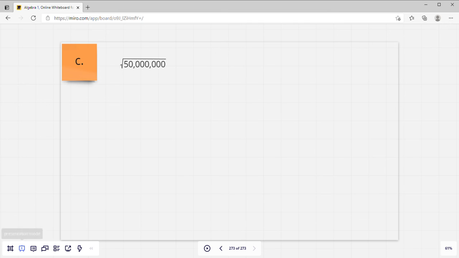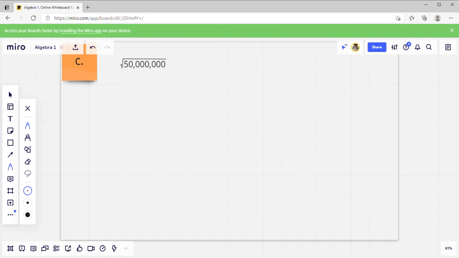Alright, for this one, first we're going to count our zeros. 1, 2, 3, 4, 5, 6, and 7. So we're just going to use these. So we're going to say square root of 50 times, and we're going to have 6 zeros. 1, 2, 3, 4, 5, 6. Then when we pull that out of there, we're going to get rid of half of those. So we're going to say 1, 2, 3 times the square root of 50.